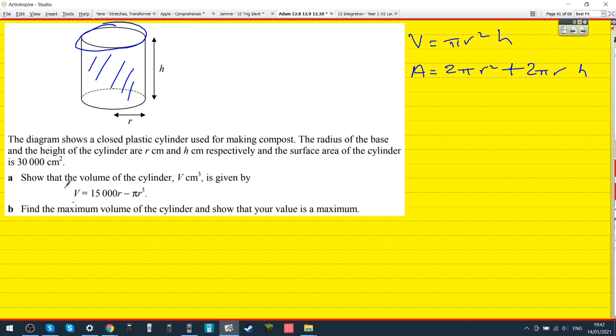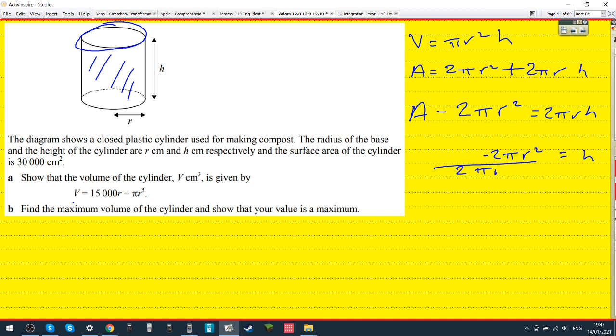Wait, so can we divide by h on both sides, or would that not work? I would start by adding or subtracting. It's easier. So subtract 2 pi r squared on both sides, and keep the h where it is. So it'd give you minus pi r squared equals 2 pi r h. Okay, so we want h equals. And then we can divide by 2 pi r on both sides, which gives you minus 2 pi r squared over 2 pi r. And don't forget there's a minus.